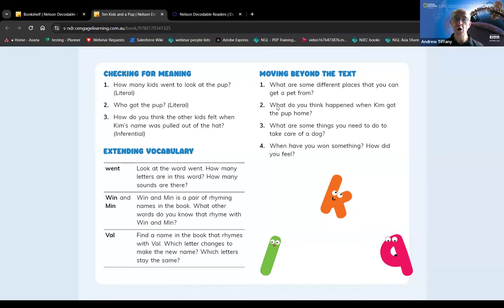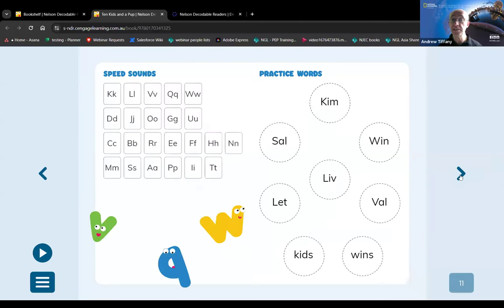You can see these are open-ended questions. What are some different places you can get a pet from? The pet store, a farm, my friend who has hamsters, I don't know, right? So there's lots of different things that we can do as more activities. And then on the next page, there are a few more phonics activities here as well.